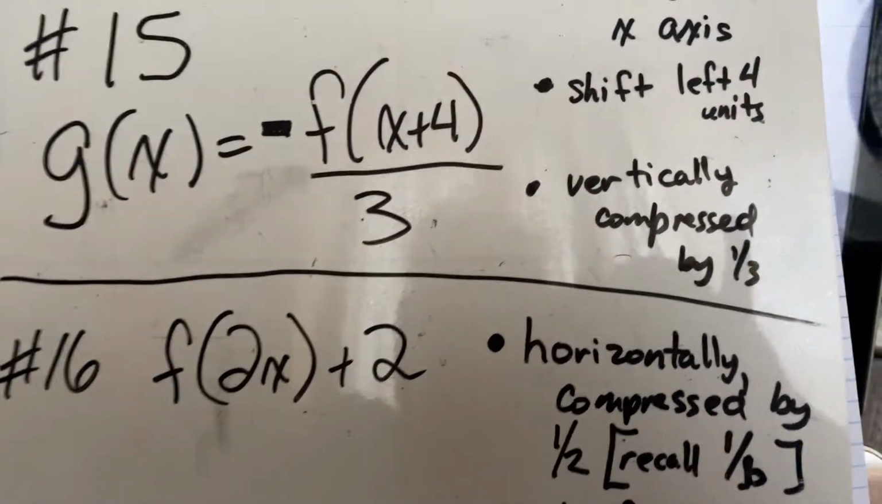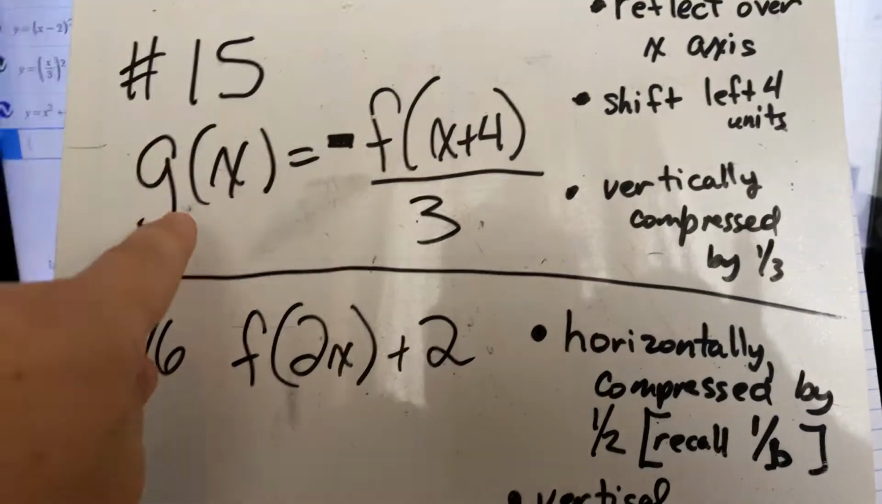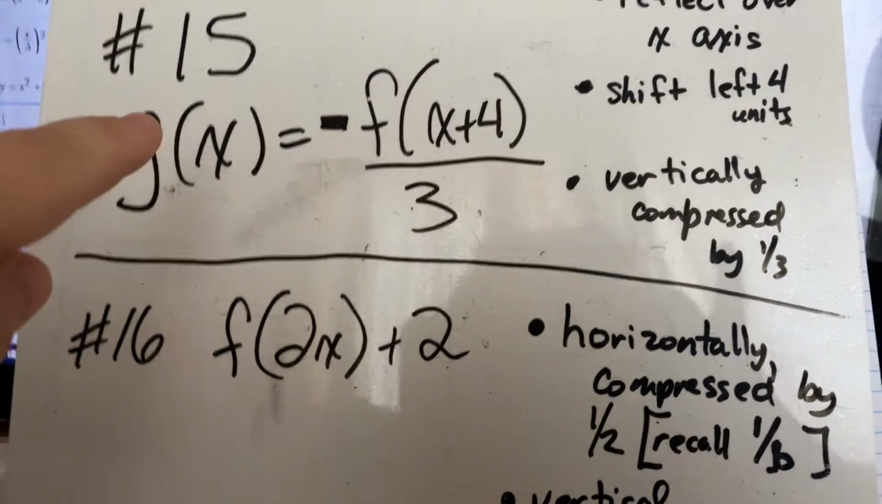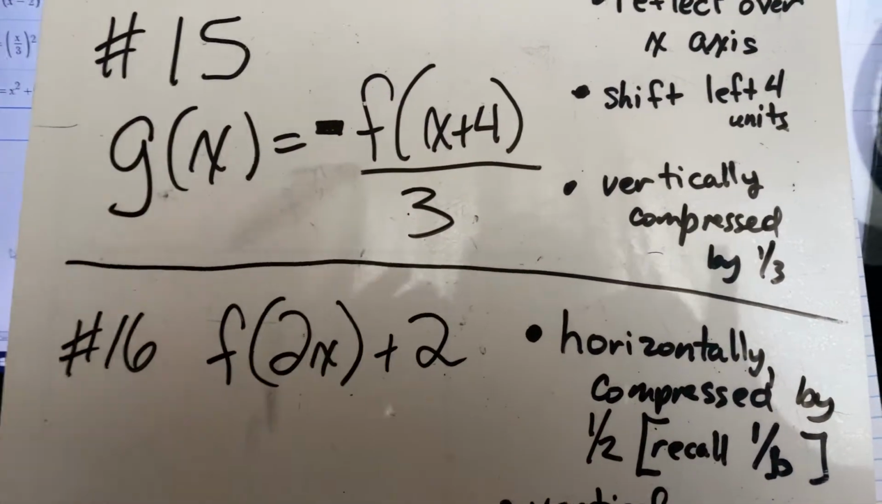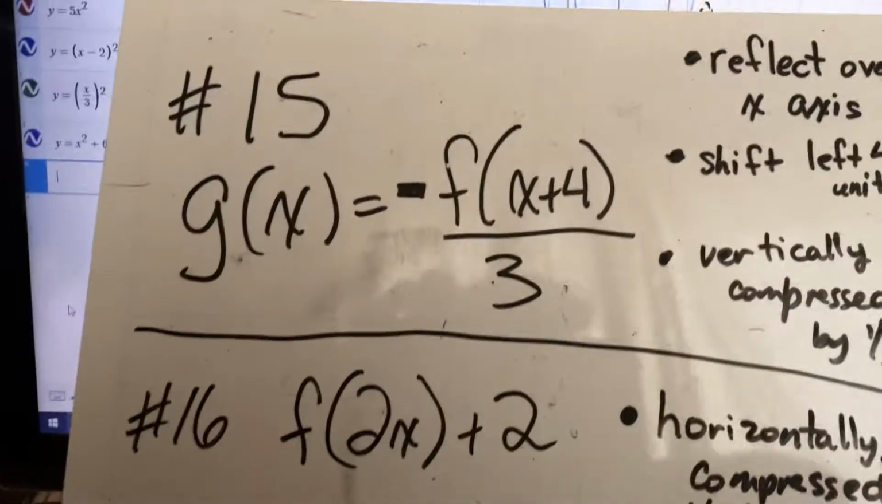Now again, don't take my word for it. Go ahead and put this into Desmos, graph your original function, f of x, and then do the g of x function, and then you should be golden.